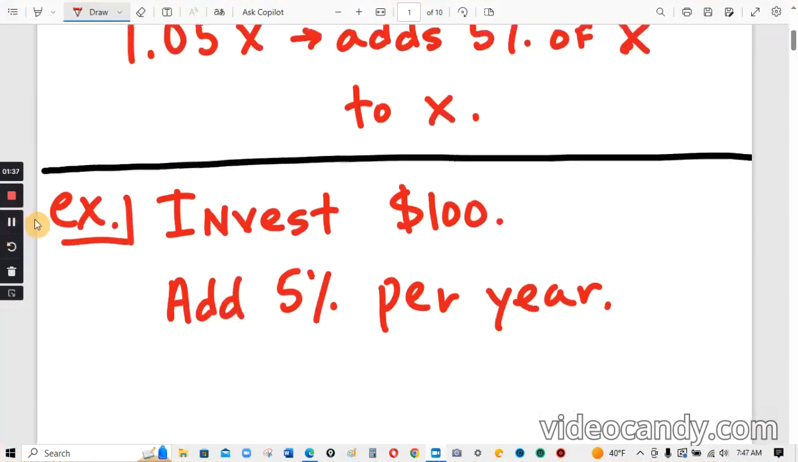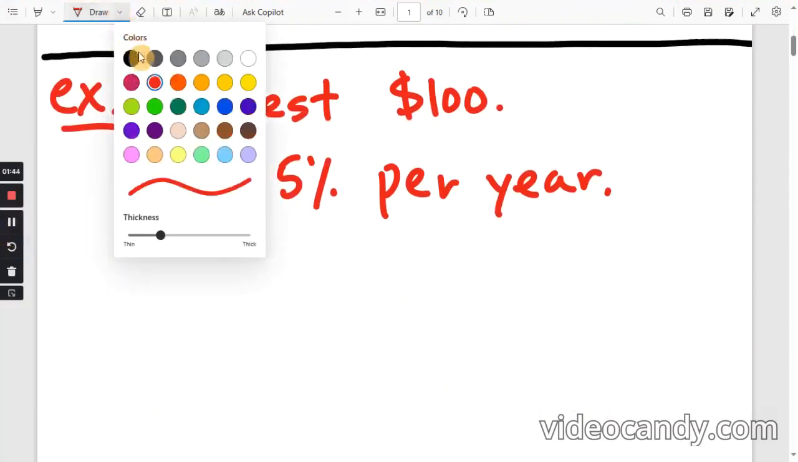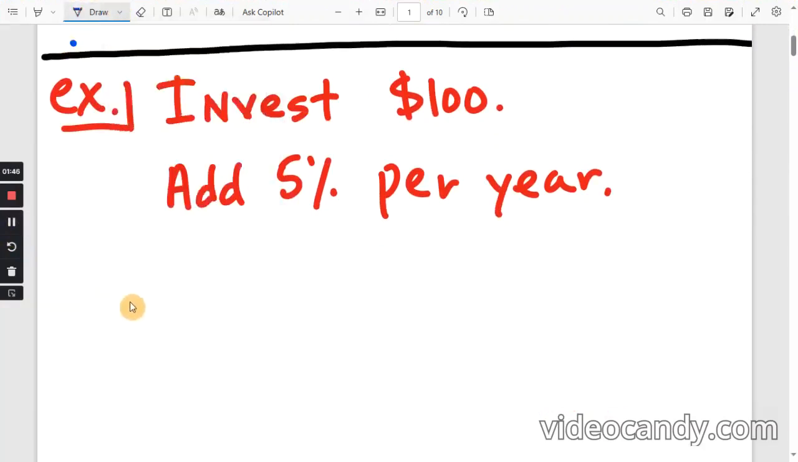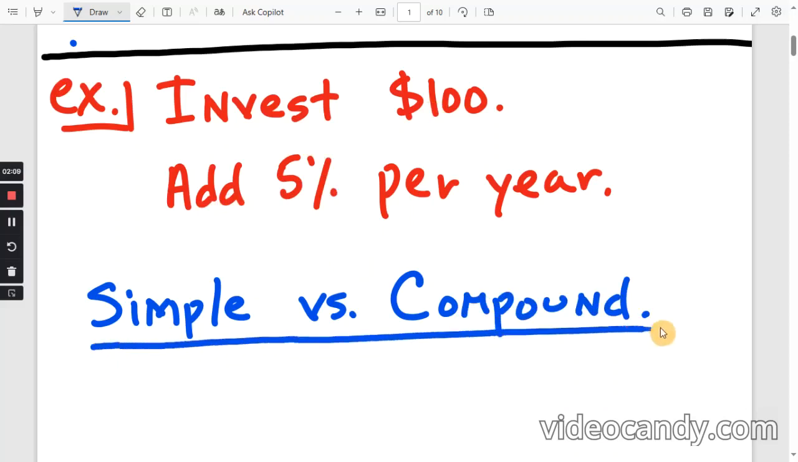So let's say for another simple example, you want to invest $100 and add 5% per year. There's actually two ways we can do this. And that's going to be simple versus compound. All right, so let's look at each case. We're investing $100 initially and adding 5% per year. Simple versus compound.